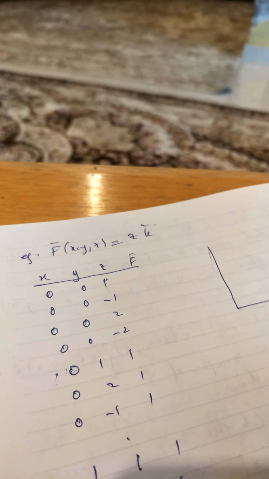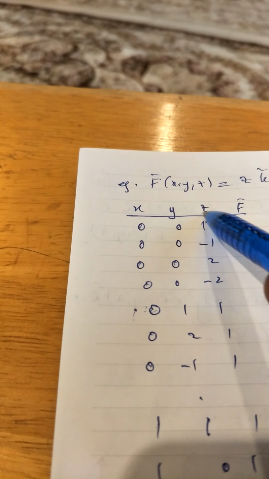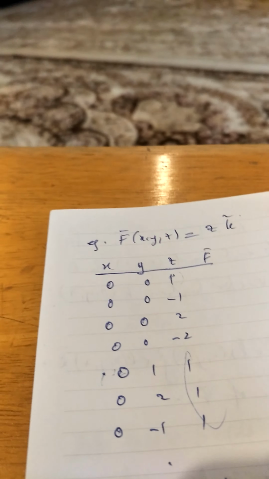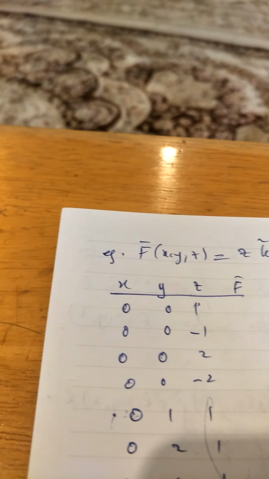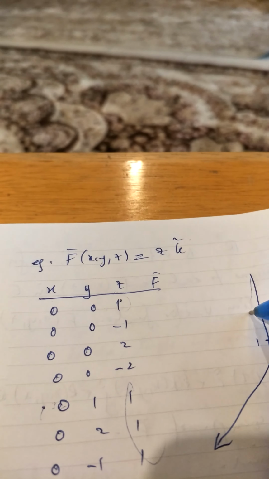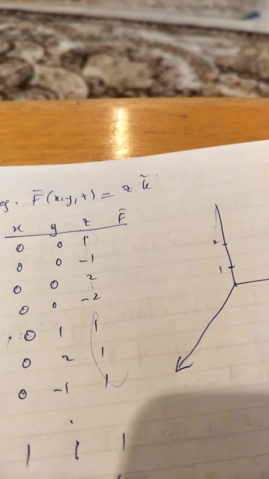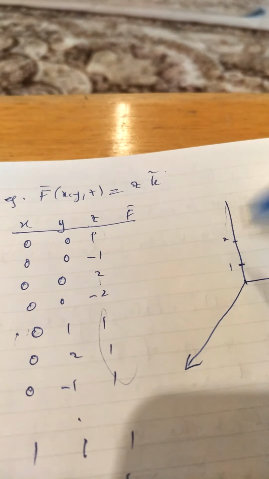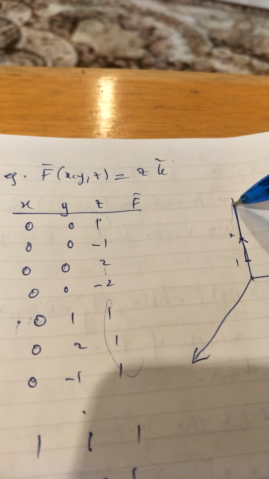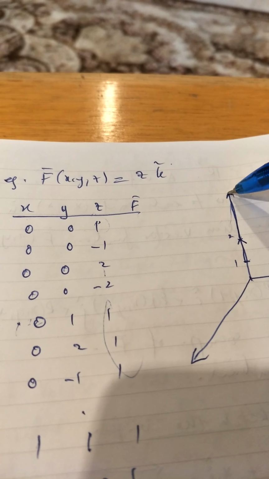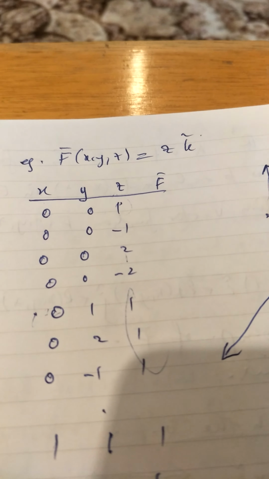If you look at it carefully, at z equal to 1, it's on the xy plane. So here z is 1. If z is 2, the magnitude becomes 2, so it goes higher. So for z equal to 1, it goes like that. For z equal to 2, it goes higher, because the magnitude is 2 here. So for the others as well, you just have something like this.